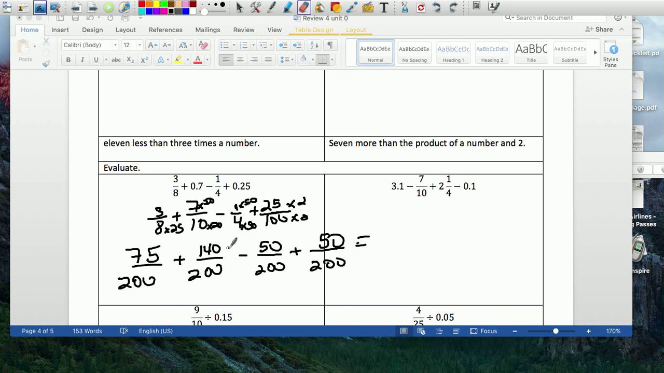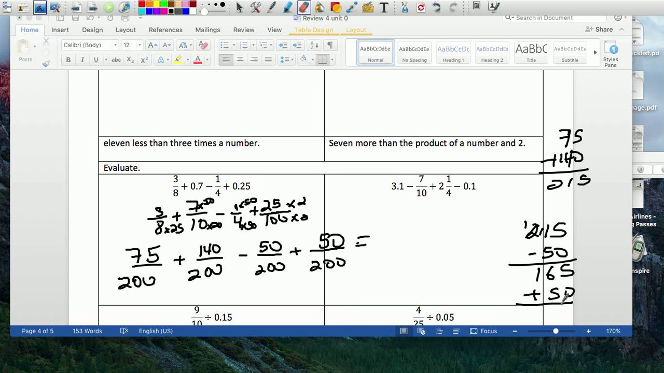75 plus 140. So 75 plus 140, which is going to be 5, 11. So you're going to have 215. And then you're going to do minus 50. 5, borrow. 11 minus 5 is 6. 165. And then 165 plus 50 again, it's going to go back to 215.